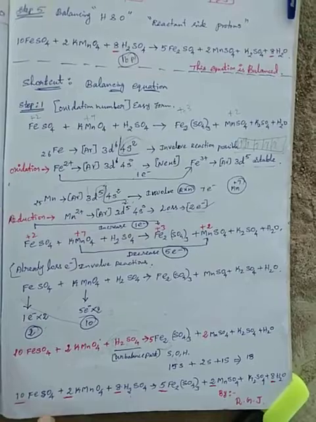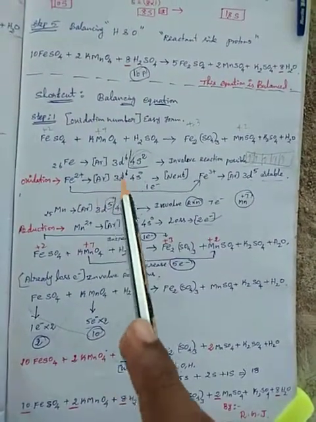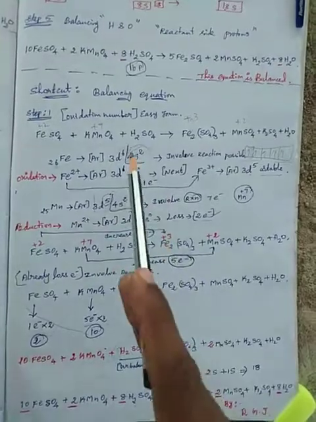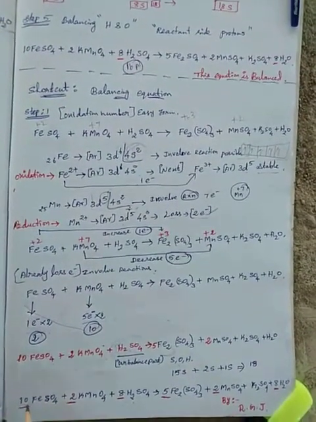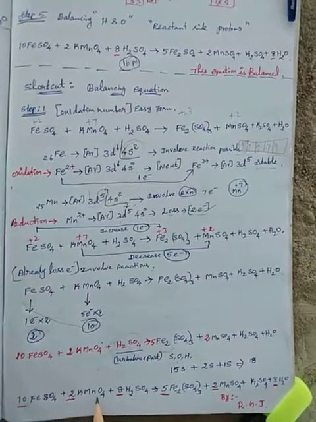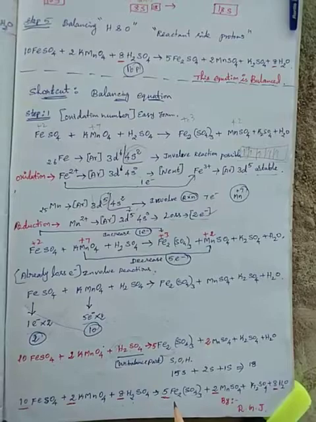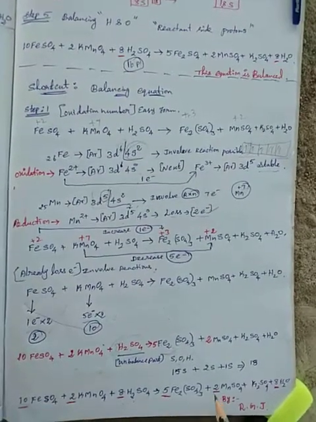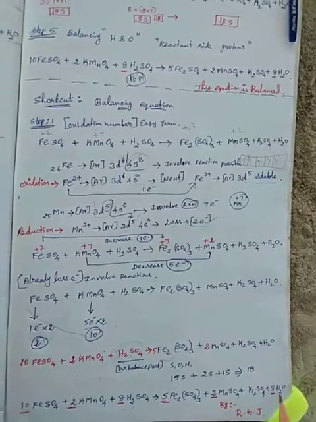So that is the short trick method. What is the short trick method? Find out the outermost valence electrons. That is the short trick. So the balanced equation: 10 times ferrous sulfate, 2 times potassium permanganate, 8 moles of sulfuric acid. Given the products: ferric sulfate 5 moles, 2 moles of manganese sulfate, potassium sulfate, 8 times water molecules.